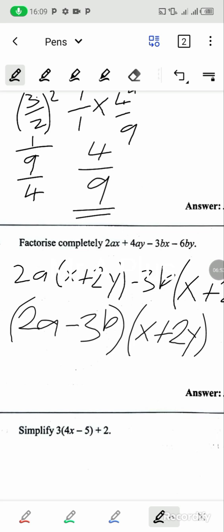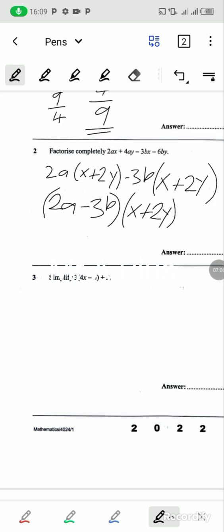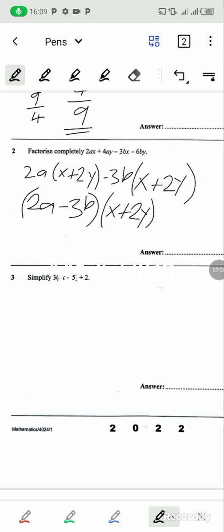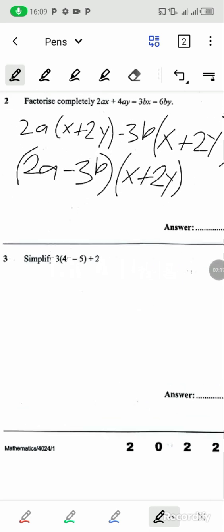So the answer is 2a minus 3b, open and close, then x plus 2y, open and close. That is our answer. So let us go to the next question. The question reads, that is question number 3, simplify 3, open bracket, 4x minus 5, close bracket, plus 2.